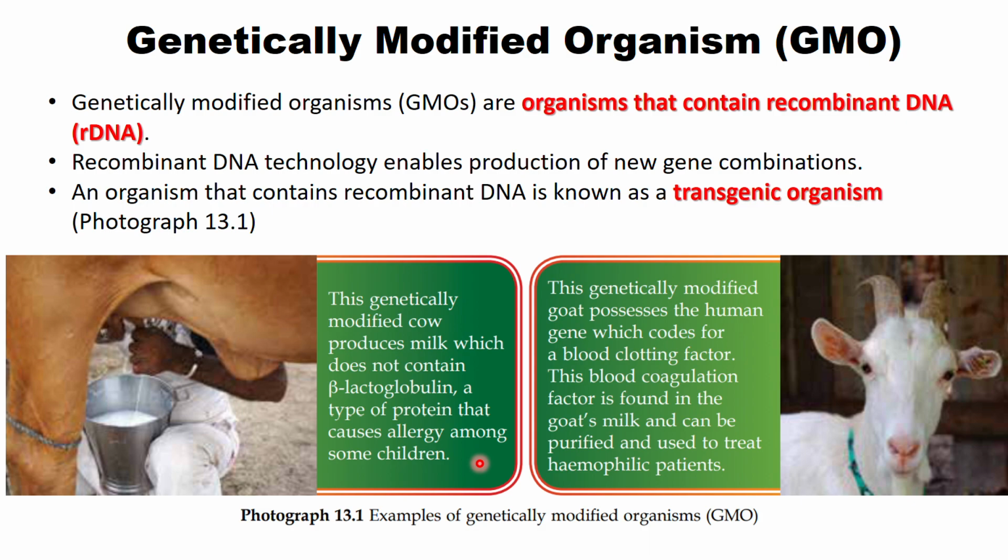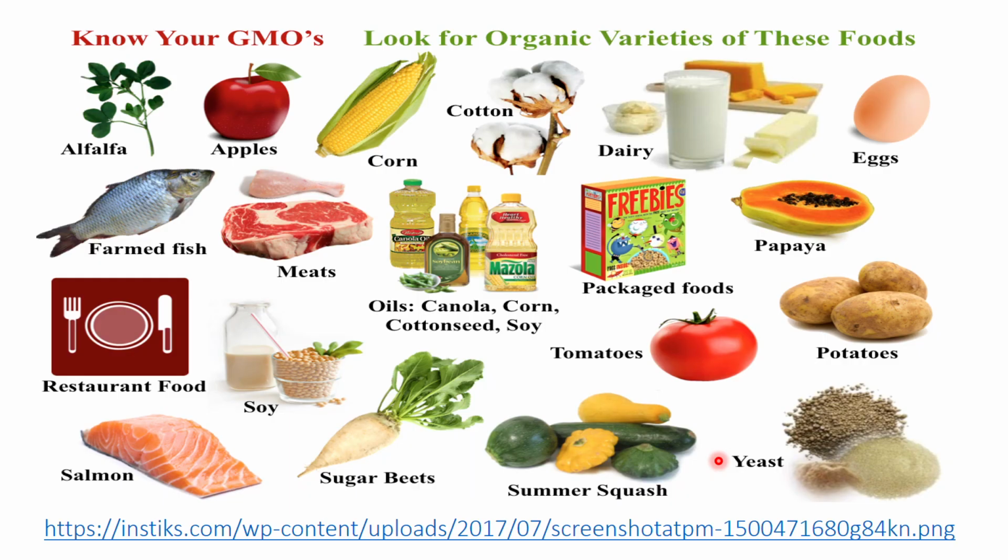The second example here on your right is a genetically modified goat which possesses the human gene which codes for blood clotting factor. This blood coagulation factor is found in goat's milk and can be purified and therefore used to treat hemophilic patients. Now this is a picture showing a wide variety of GMO, genetically modified organisms, genetically modified plants, and also animals.